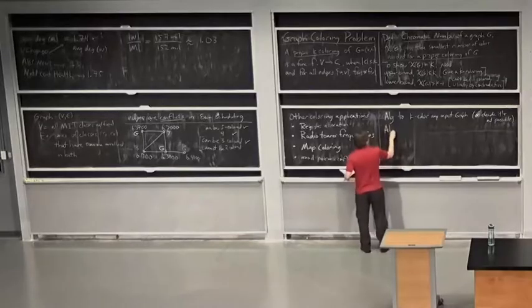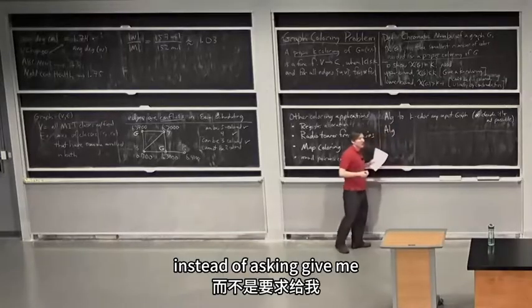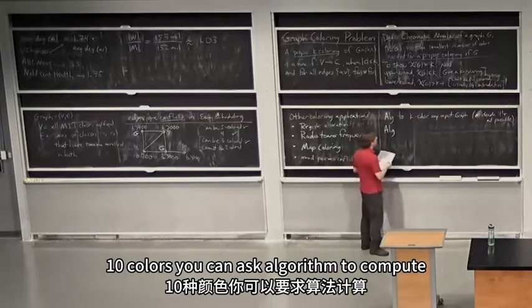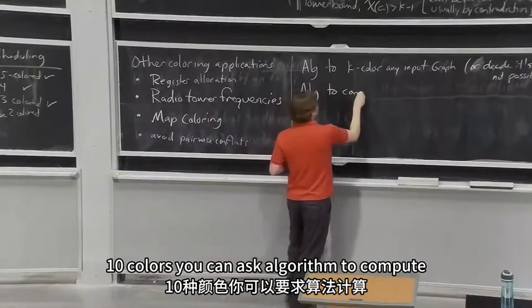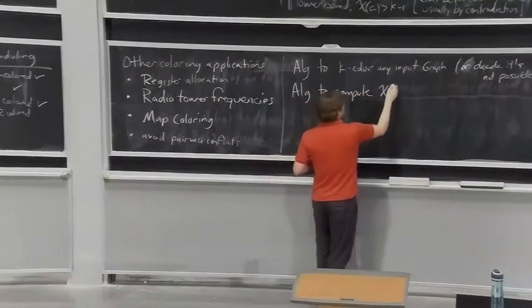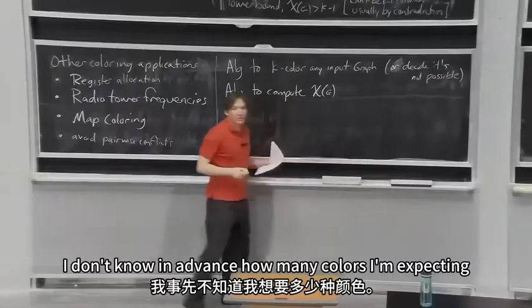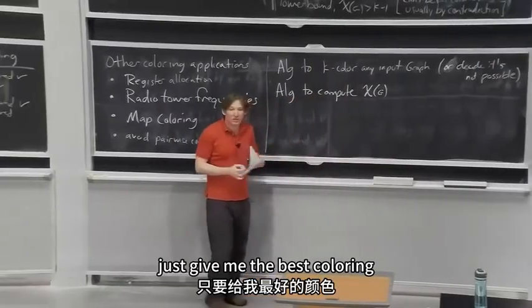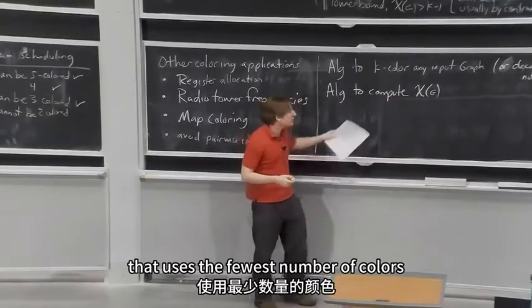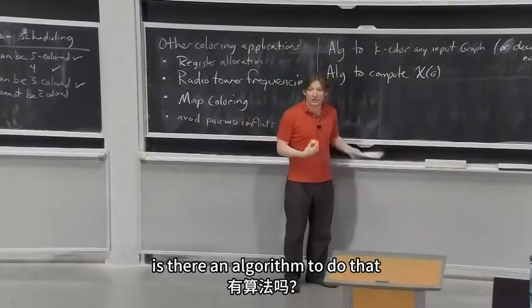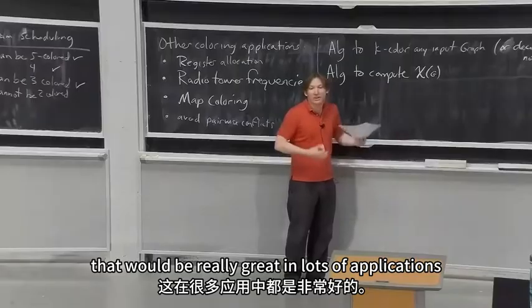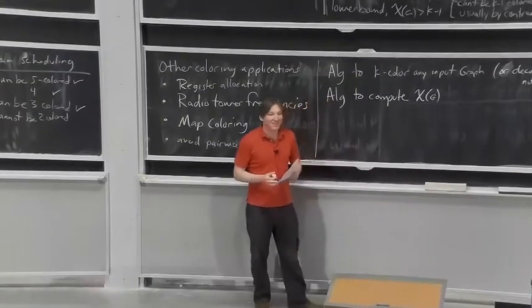Likewise, instead of asking, give me 10 colors, you can ask an algorithm to compute chi of G. I don't know in advance how many colors I'm expecting. Just give me the best coloring. Give me a coloring that uses the fewest number of colors. Is there an algorithm to do that? That would be really great in lots of applications.